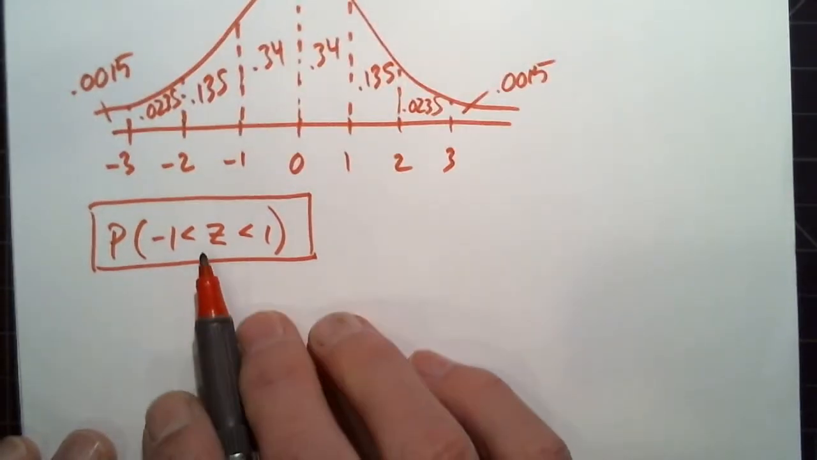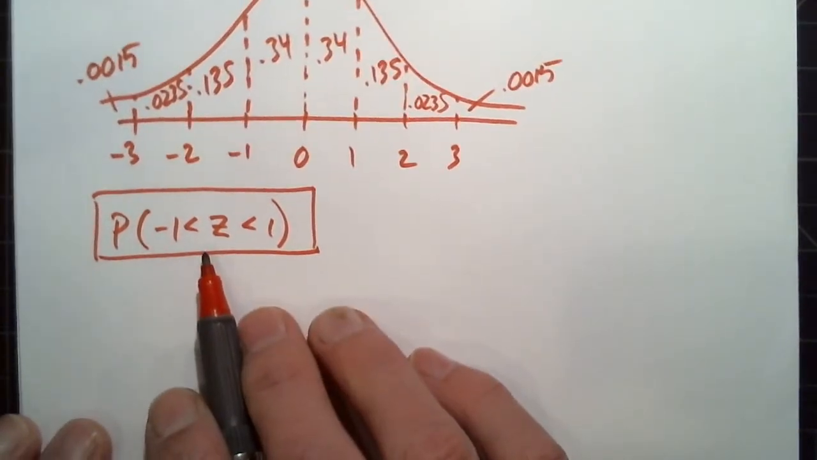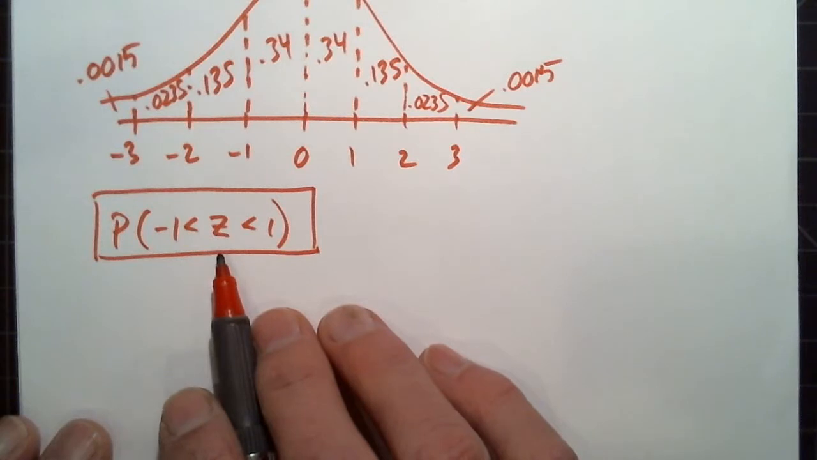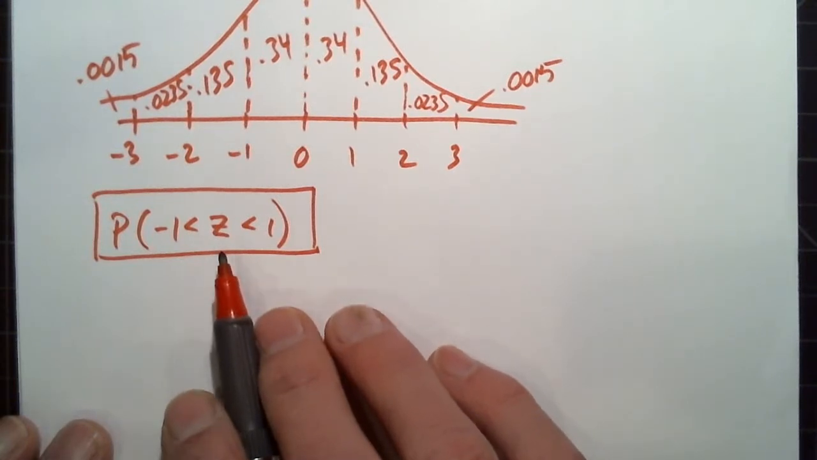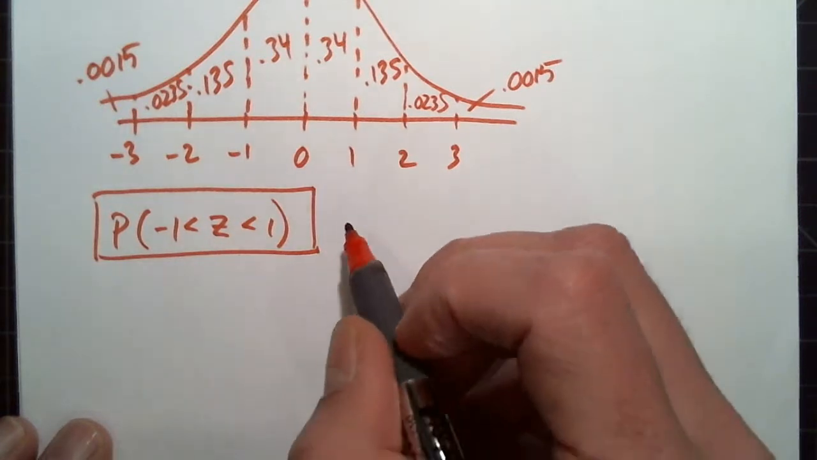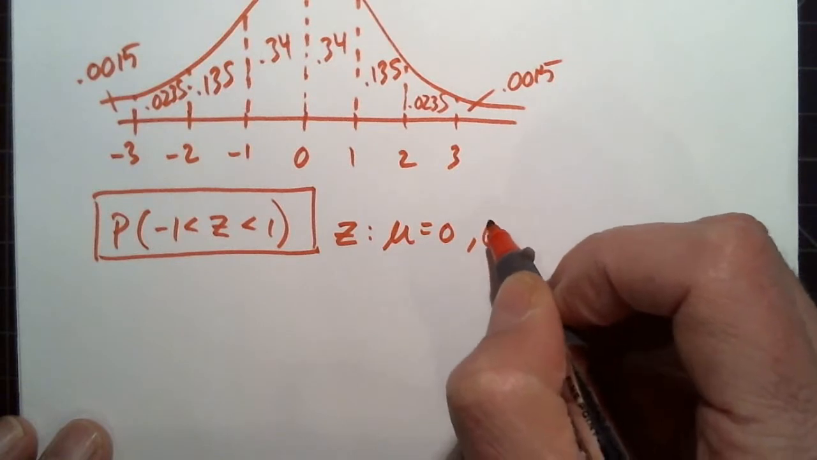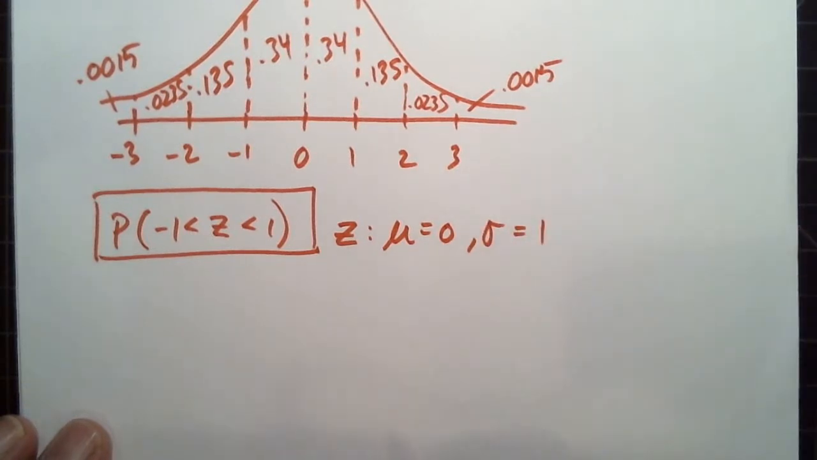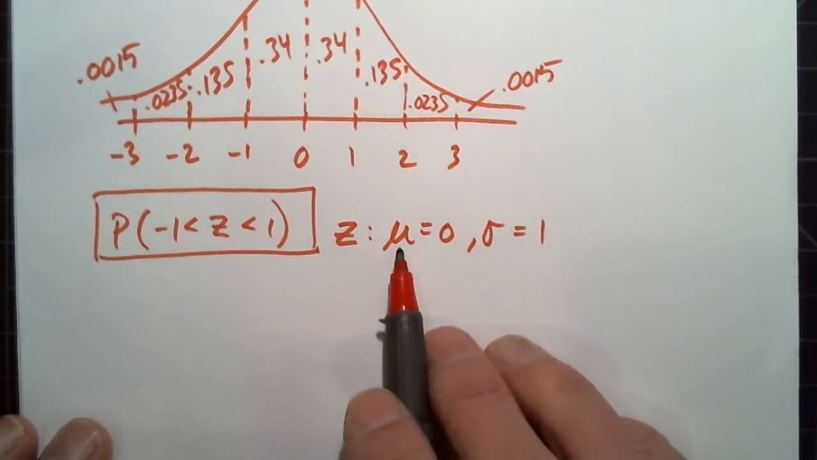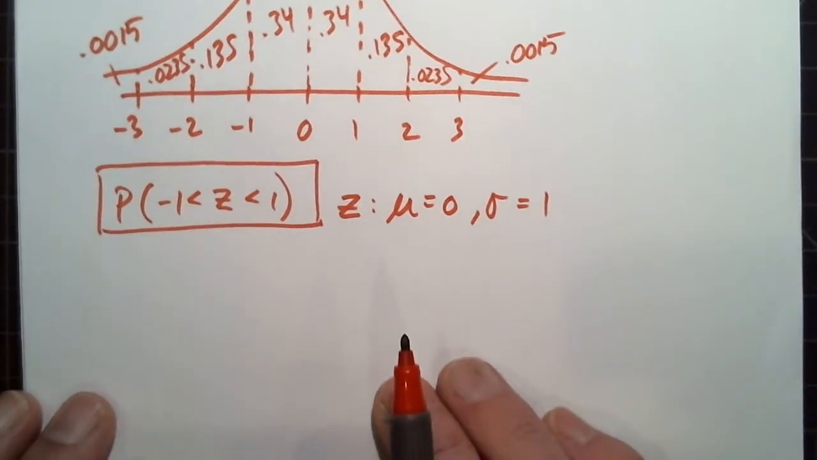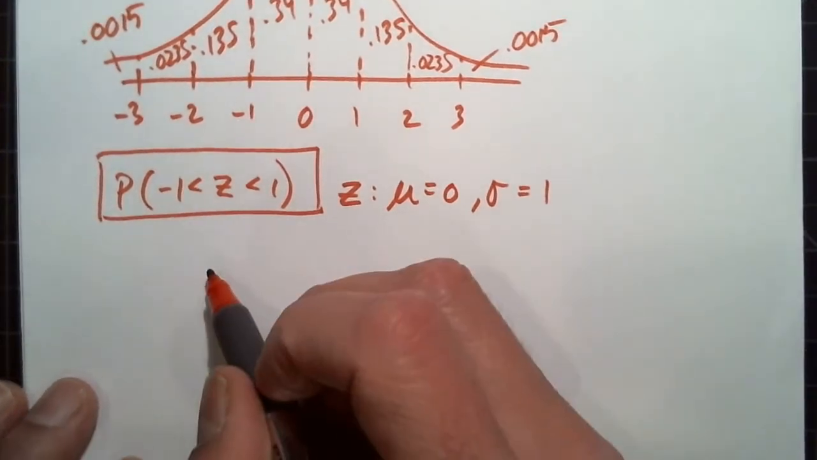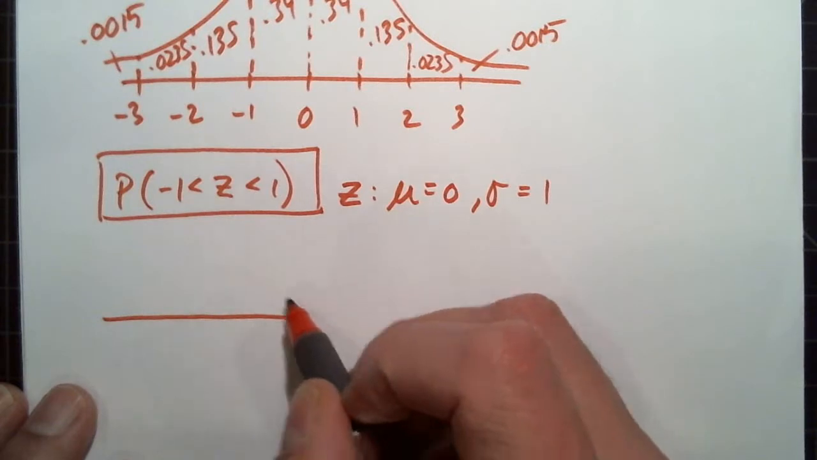Every time you have a question about the normal distribution, you should always redraw the graph and shade the part that you want. Also, when z is used, z means that the mean is 0 and the standard deviation is 1. If x is used, then these will be different. All right. So let's always draw.